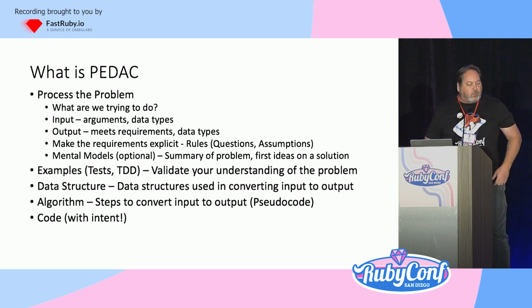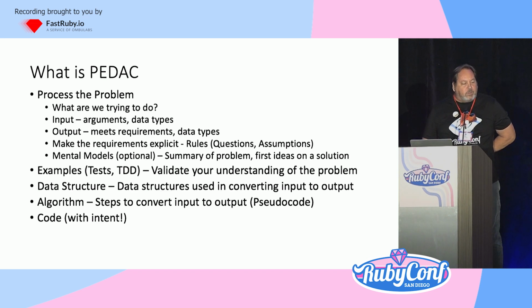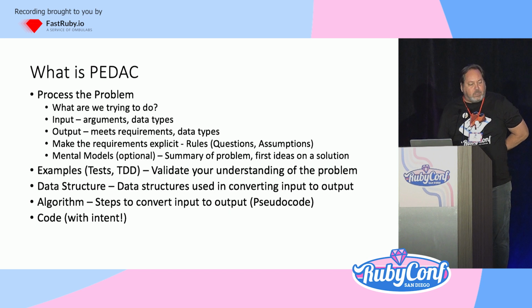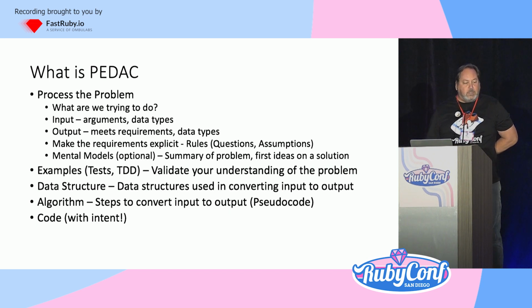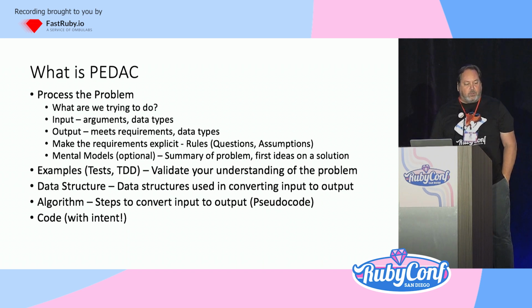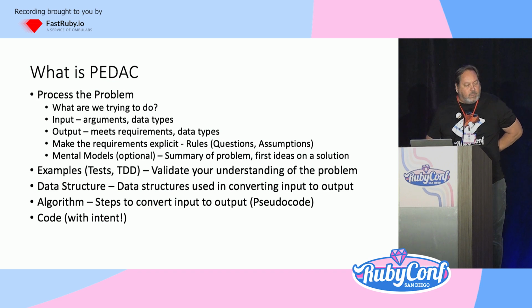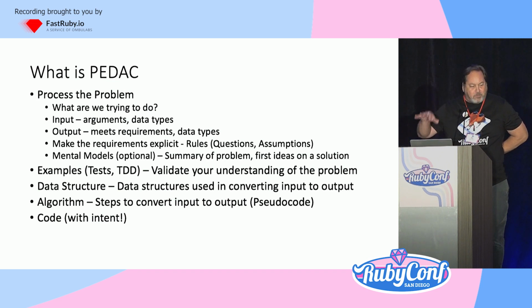So here it is, PDAC. Process the problem: what are we trying to do? Input, arguments, data types, output, meets requirements, data types. Make the requirements explicit: rules, questions, assumptions. Mental models are optional. Summary of the problem, first ideas on a solution. Examples, tests, TDD: validate your understanding of the problem. Data structure: what data structures might you use to convert the input to the output? Algorithm: steps to convert input to output, using pseudocode. And then code. So that's kind of the process.